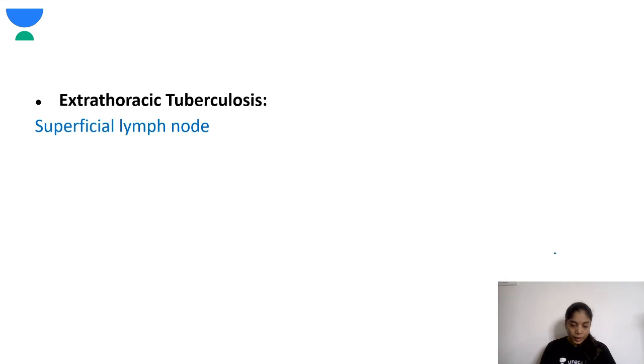Now coming to extra-thoracic tuberculosis. What are the extra-thoracic tuberculosis? Where all can it affect? The main thing in children is the superficial lymph node and the central nervous system. The other areas are abdominal tuberculosis, gastrointestinal, genitourinary tuberculosis, cutaneous, congenital. But in children, the most common extrathoracic tuberculosis is the superficial lymph node and the central nervous system.